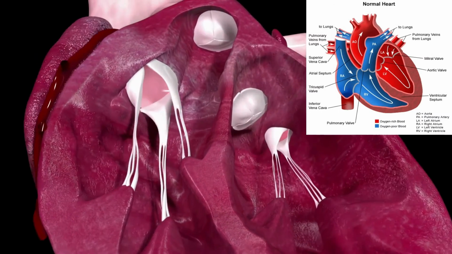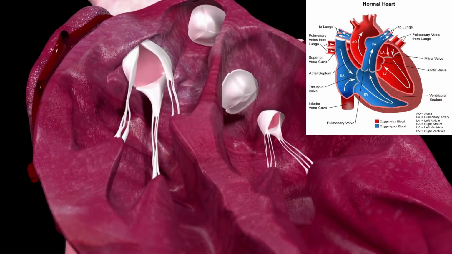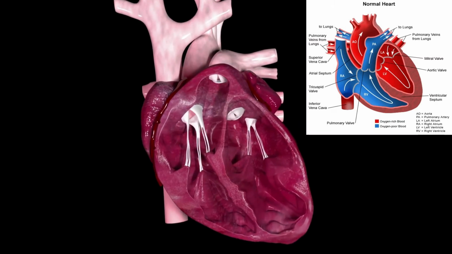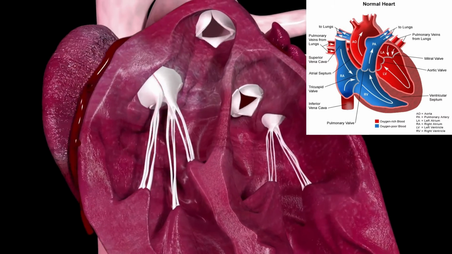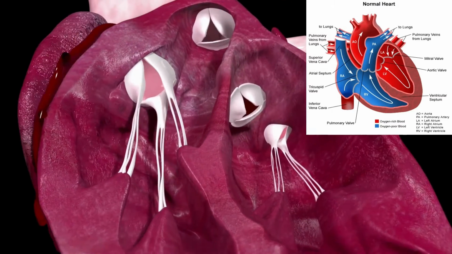What is the purpose of the papillary muscles and the chordae tendineae? They keep the tricuspid and mitral valves closed to prevent regurgitation. If they are damaged, then mitral and tricuspid regurgitation can occur, causing high output heart failure due to an inefficient pump.